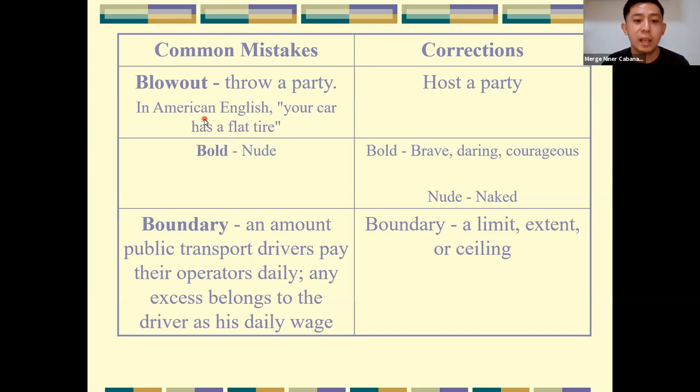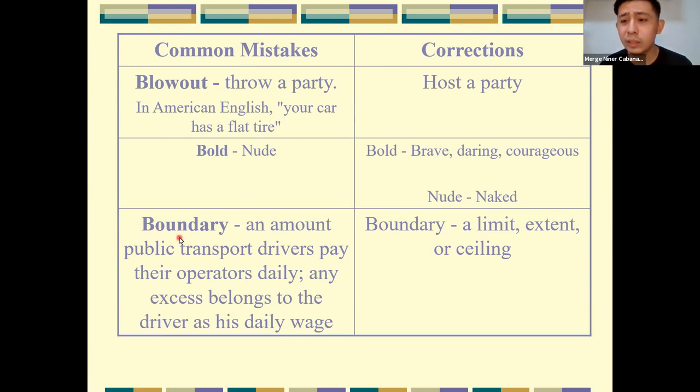Again, bold, let me repeat the ideas about bold. Bold, the literal translation is brave, daring, and courageous. So if you're trying to refer to adult films or things that are related to adult films, like the pornographic industry of some sort, use the words nude or naked, okay? Those are much better choices instead of using bold. So right now, you change your habits, you use the proper ones, okay?